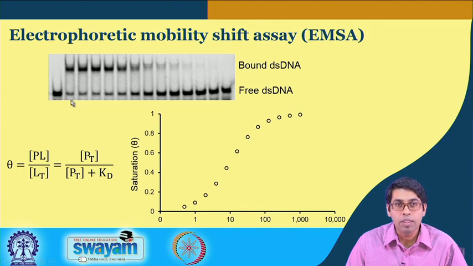So, it is much easier to quantify the intensity of the free DNA bands, because they always remain the same, and from that we get a titration curve like this. In this titration curve, on the y axis we plot the saturation, and saturation is given by the concentration of the protein ligand complex divided by the total ligand, and this is the equation to which we will fit this. We know the total protein concentrations, but we do not know Kd. So, we are going to determine Kd. If you fit this to this equation, you can determine the Kd value.